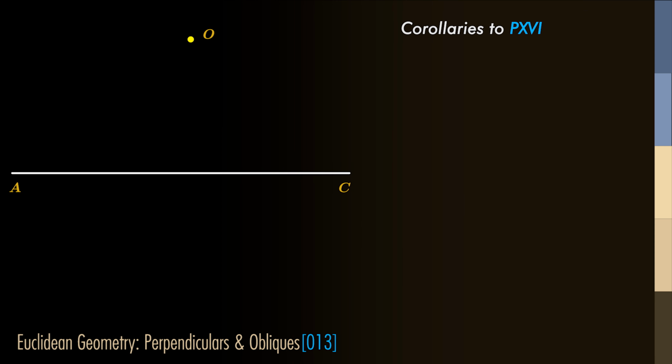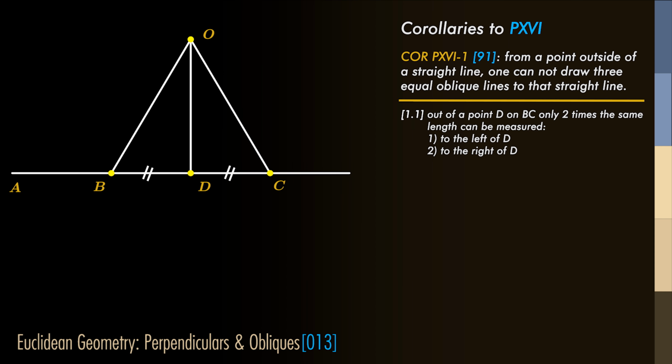We can infer a few corollaries out of this proposition. First of all, it is clear that from a point outside of a straight line, one cannot draw three equal oblique lines to that straight line. The reason of this being that out of the point on BC we can only measure 2 times the same length, namely to the left in one direction and in the opposite direction to the right.